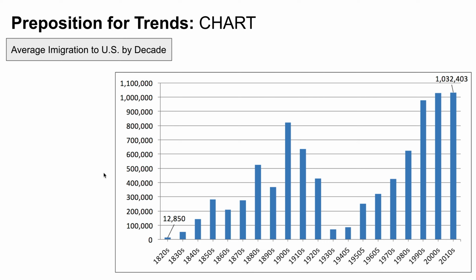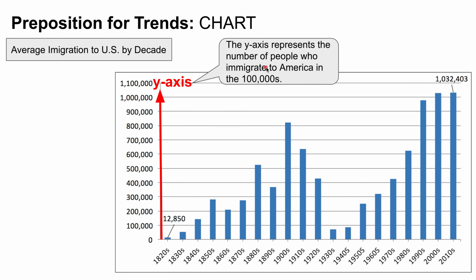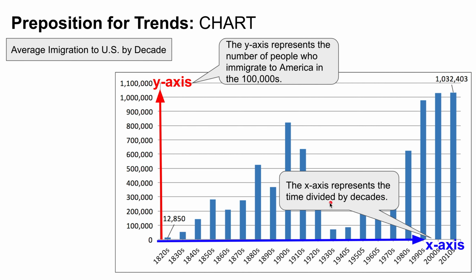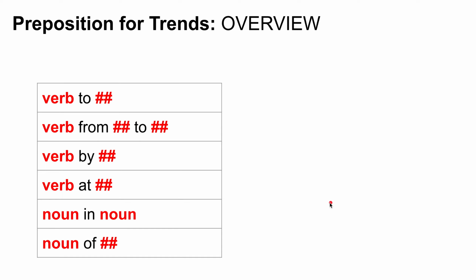Let's move on now. We're going to start by looking at this chart. We'll be using this chart today to highlight how prepositions can be used to describe a trend. As an example, what is this chart showing? It is showing the average immigration to the US by decade. On the y-axis, the vertical axis, we have the number of people who immigrated to America in the hundreds of thousands. On the x-axis, the horizontal axis, we have time divided by decades. Quick overview of the prepositions we'll be looking at: to, from, to, by, at, in, and of.